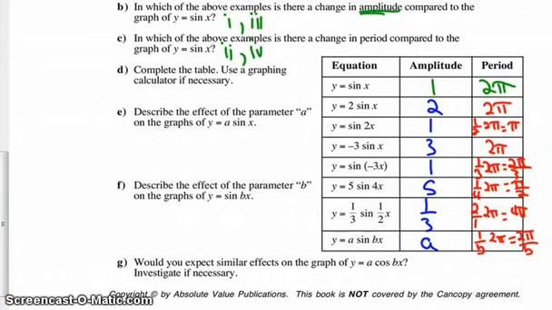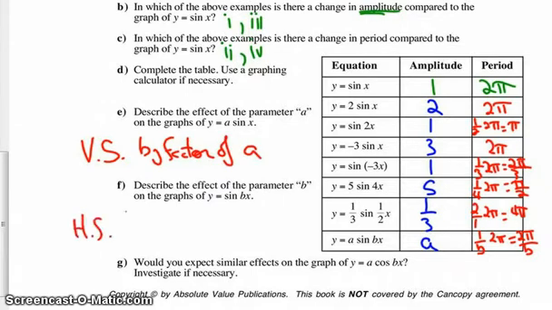Describe the effects of a and b. Well, clearly we kind of talked about that already. It's what we did in transformations. It's a vertical stretch by a factor of a. And what happens with b? It is a horizontal stretch by a factor of, in this case, 1 over b. We always take the reciprocal.